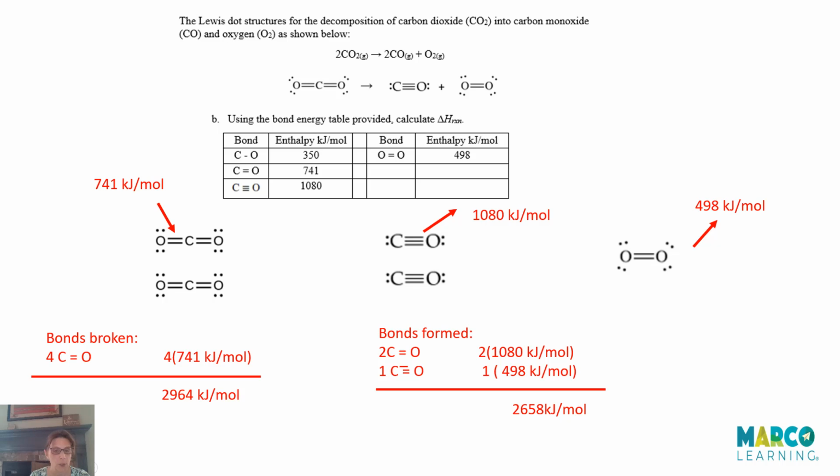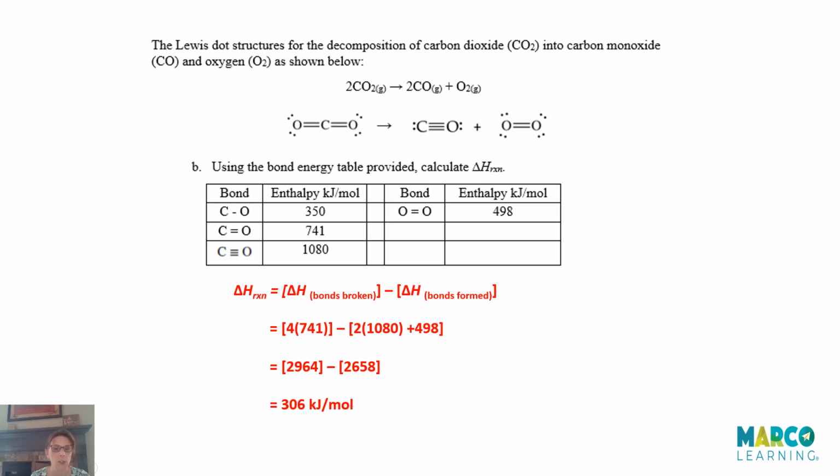2,658. So now what we have to do is say that we put in this much energy, and this much energy was released. So whenever you're given bond energy, the equation that you're using is that delta H of the reaction is bonds broken, the amount of energy you put in, minus bonds formed. So we can see that it is going to be bonds broken. There's 4 times the 741 that we had. That was the 2964, minus the energy that's released, or when the bonds are formed.